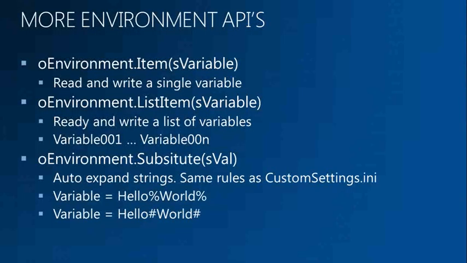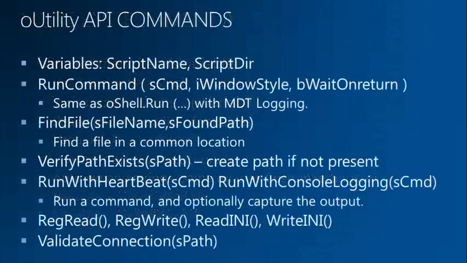Some other environment variable APIs, as I mentioned earlier: we can read and write particular items. List items are kind of arrays of variables. I showed you earlier when reading and writing a particular MAC address, there could be more than one MAC address. So MAC address 001, MAC address 002 if you have more than two machines. That's how you'd be able to read that. And the ability to substitute back and forth using the same processing used in custom settings any file that we saw earlier. A couple of other important commands.